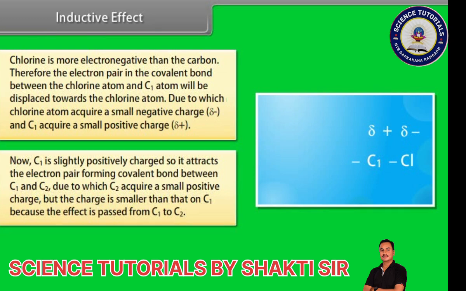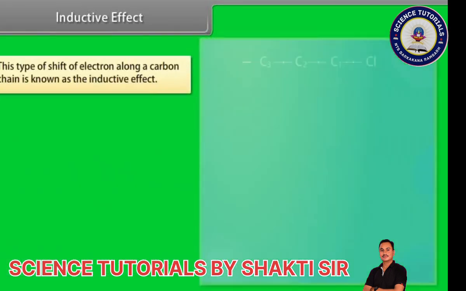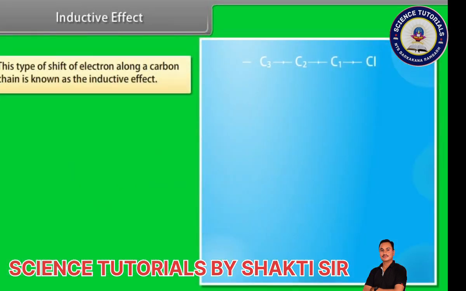Now C1 is slightly positively charged, so it attracts the electron pair forming the covalent bond between C1 and C2, due to which C2 acquires a small positive charge, but the charge is smaller than that on C1 because the effect is passed from C1 to C2. Similarly, C3 also acquires a small positive charge which is smaller than the charge on C2. This type of shift of electrons along a carbon chain is known as the inductive effect.